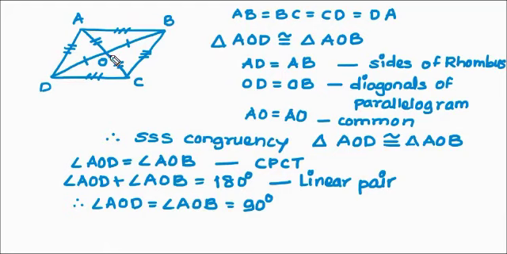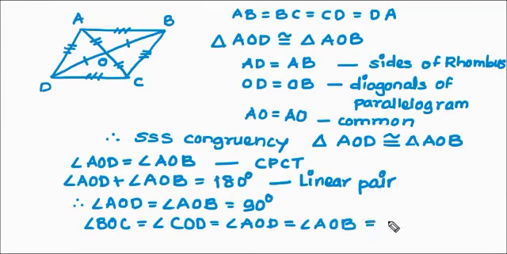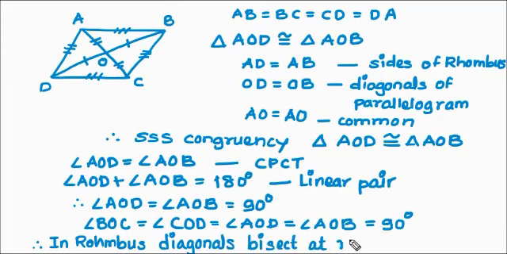And now we know that these two also form a linear pair. These two also form a linear pair. And hence we can also find out that all are equal to 90 degrees. And that gives us a new property for rhombus, that diagonals bisect at right angles. Add this property into our property sheet.